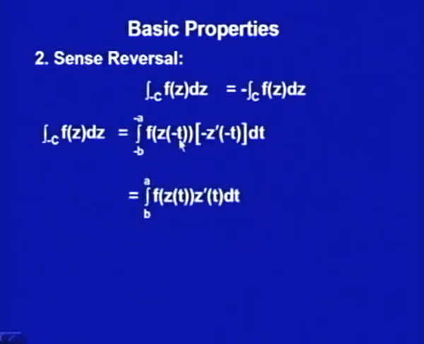If minus t is v, then as t reaches minus b, minus t would be b, and as t reaches minus a, minus t would be reaching a. So the integral from b to a of f of z of t, z dash at minus t, where minus t is t. Since I have changed the variable from minus t to v, minus dt would be dv, which we write here as dt. So we get the integral from b to a of f z t, z dash t dt.